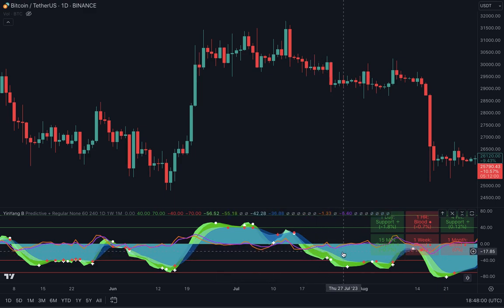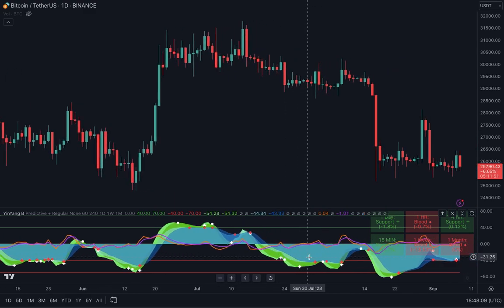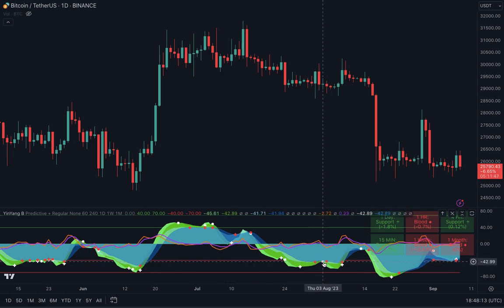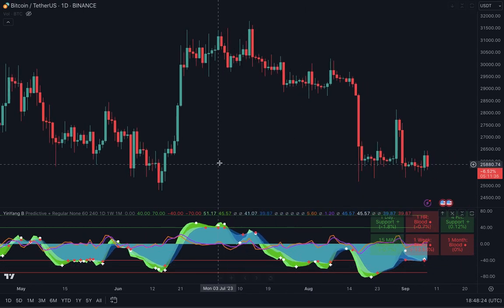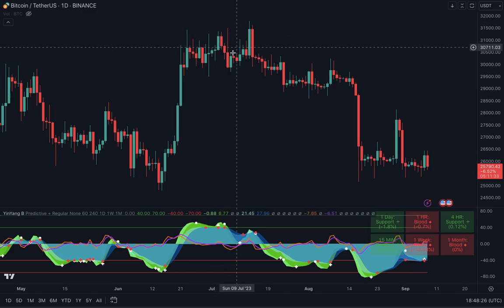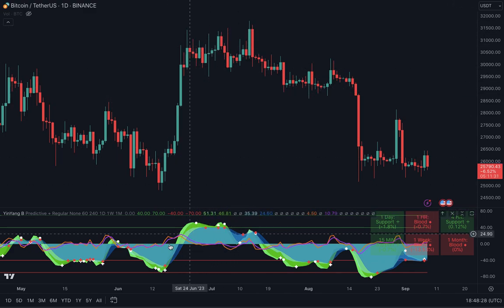So you have regular mountain, regular ice, predictive mountain, predictive ice. And then they also have their support crosses and blood diamonds. The red cross and red circle is for the regular mountain, and the white cross and the white circle is for the predictive. Now that you know that, they also correlate to the Yin Yang A's locations for the blood diamonds and support crosses too.